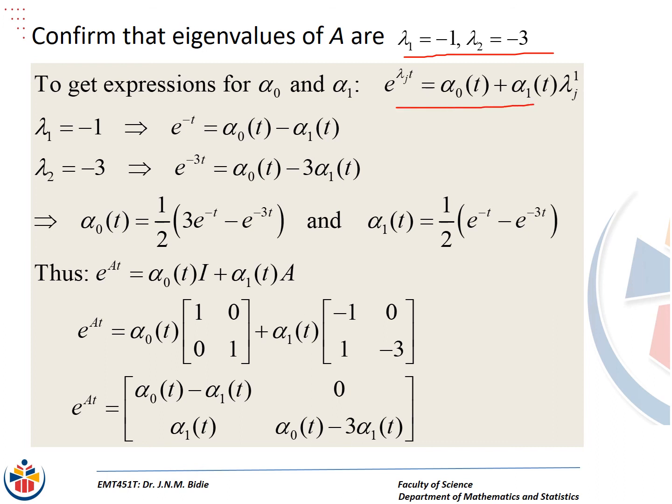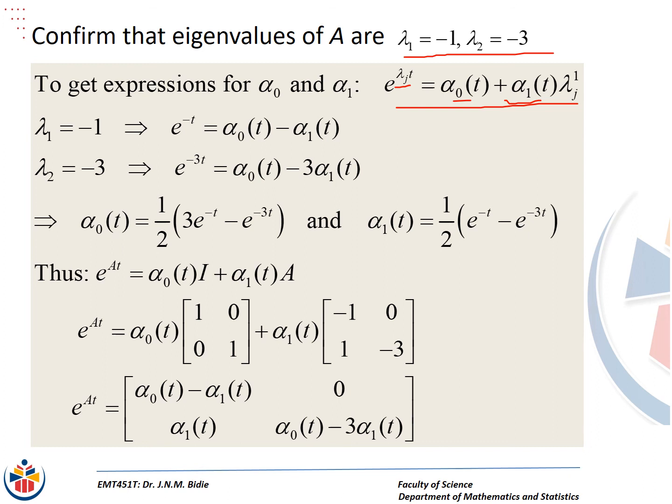Now the formula. Because we have a 2 by 2 system with 2 eigenvalues, we'll only have 2 terms in the formula for e to the power lambda j times t. I'm hoping that you're not confusing it with e to the power AT. In e to the power AT, alpha naught will be multiplied by I, alpha 1 will be multiplied by A. But now we're still trying to figure out what are the expressions for alpha naught and alpha 1. So the first thing you do, because you've got e to the power lambda j times t, each value of lambda must be substituted.